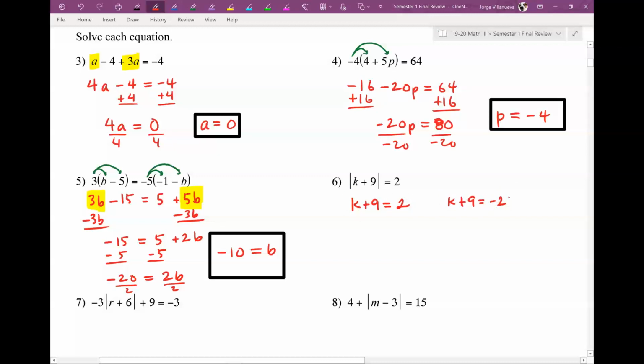So the number on the right side, you always give yourself a positive and negative solution, okay? And the equal sign would just stay the same. If it was an inequality, the inequality would switch. But in our case, the equal sign just stays the same.